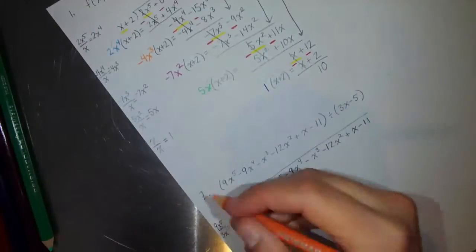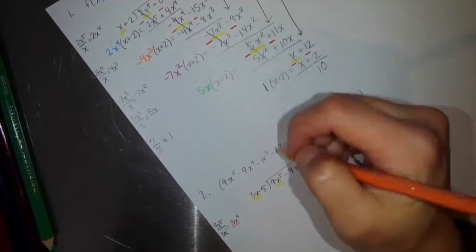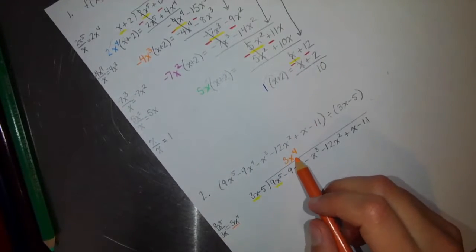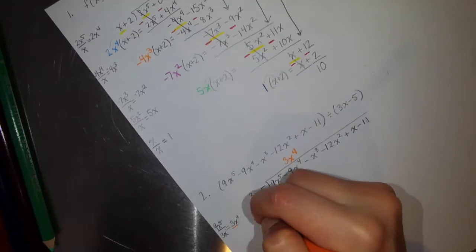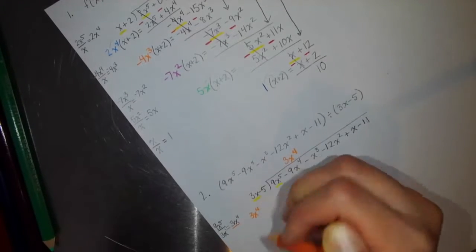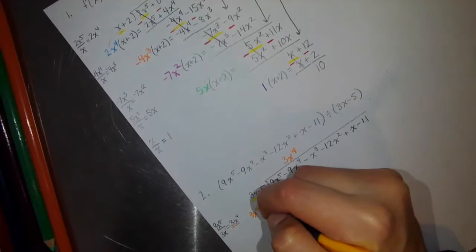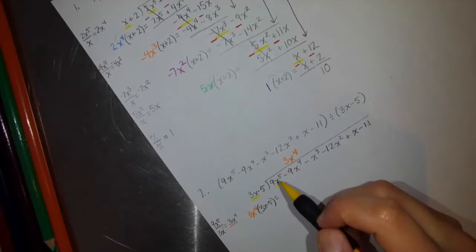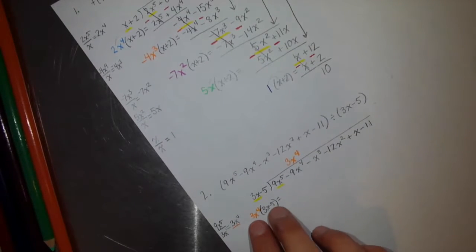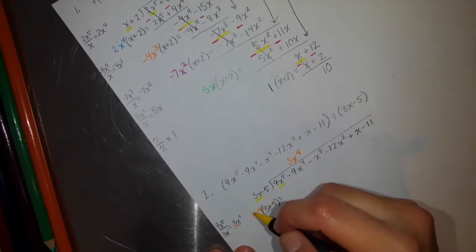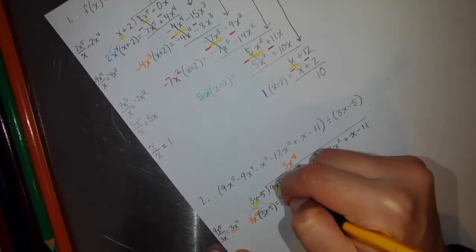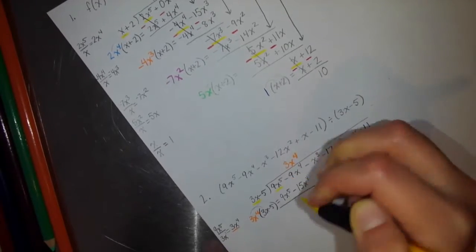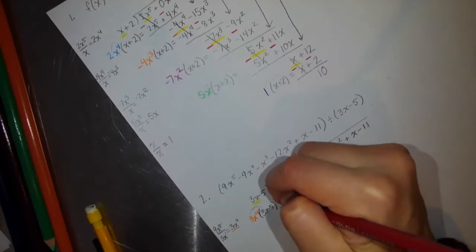So this is 3x to the 4th. And then I'm going to multiply that to what I have here. So I have 3x to the 4th times 3x minus 5. So notice how I'm making sure everything lines up when I do this. When I do this multiplication, I put it off to the side a bit more. Distribute to get 9x to the 5th minus 15x to the 4th. And then subtract.